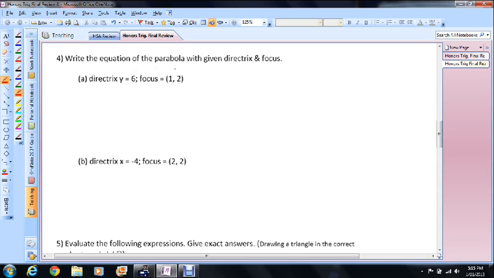Write the equation of the parabola with given directrix and focus. So this was in the last unit of what we covered in our class, Unit I. What I'm going to do is first sketch a picture of what this looks like. It says that we have a directrix of y equals 6 and a focus point of 1, 2. So our directrix is going through the y-axis at 6.